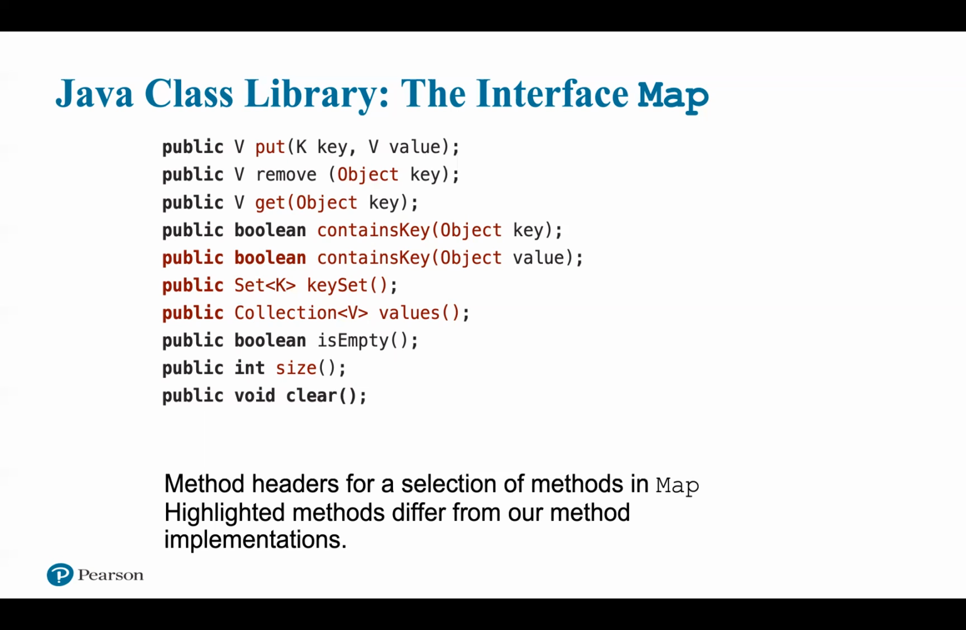Duplicate search keys are not permitted in a dictionary that conforms to the Map interface. Each key must correspond to only one value. Also, some of the Map's methods use Object as the data type of the search key, where we can use the more specific generic data type K.